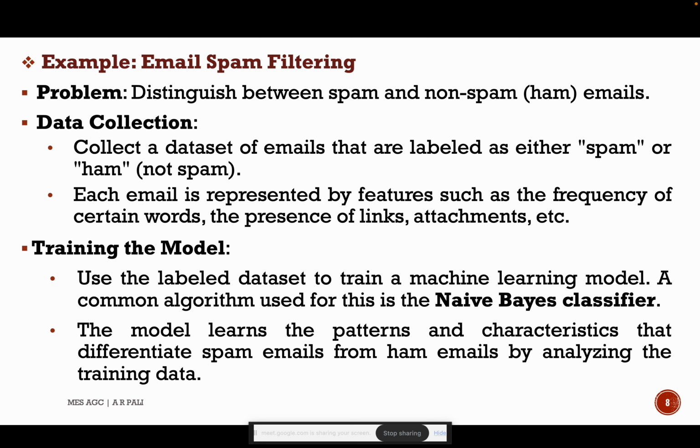Data collection. Collect a data set of emails that are labeled as either spam or ham. Each email is represented by features such as the frequency of certain words, the presence of links, attachments, etc. तर ऑलरेडी आपण असे ईमेल्स कलेक्ट करून ठेवू ज्यांना स्पॅममध्ये टाकलेलं आहे आणि ज्यांना हॅममध्ये टाकलेलं आहे. स्पॅममध्ये टाकलेल्या ईमेलचा आपण स्टडी करू की त्याच्यात काही सर्टन कॉमन वर्ड्स यूज केलेले आहेत का, किंवा काही लिंक्स आणि अटॅचमेंट्स आहे का.